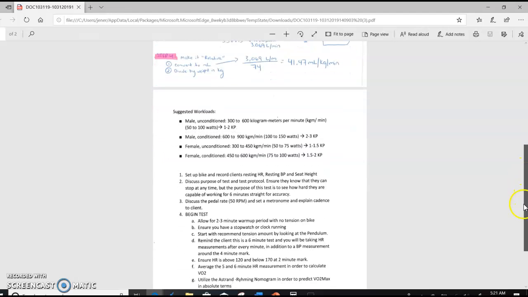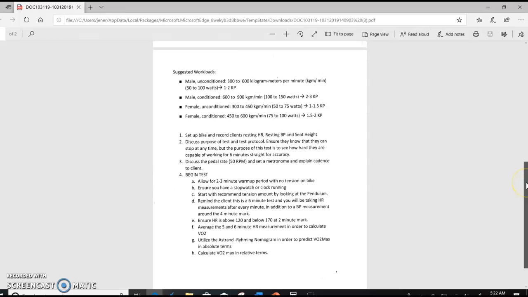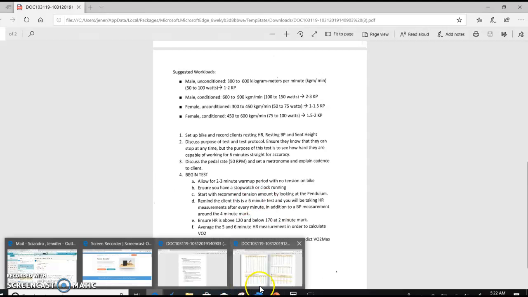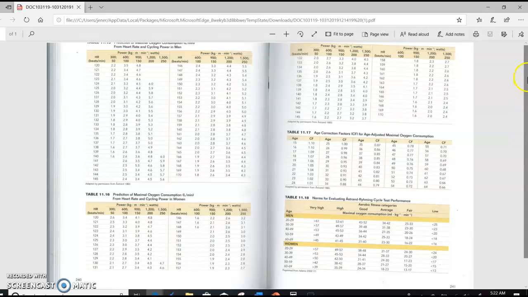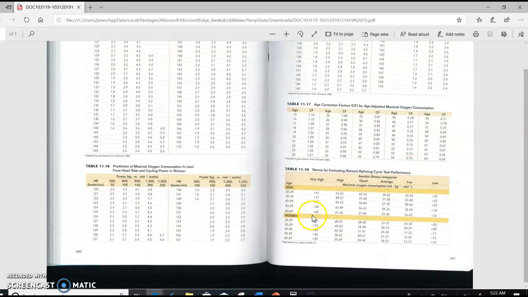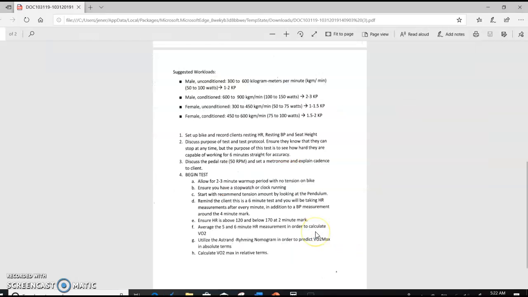All right, so this down here, these are just the instructions for the test overall. If you have any specific questions on this, don't hesitate to let me know. But what I'm going to do now, all right, is you would look at the norms for evaluating the test.